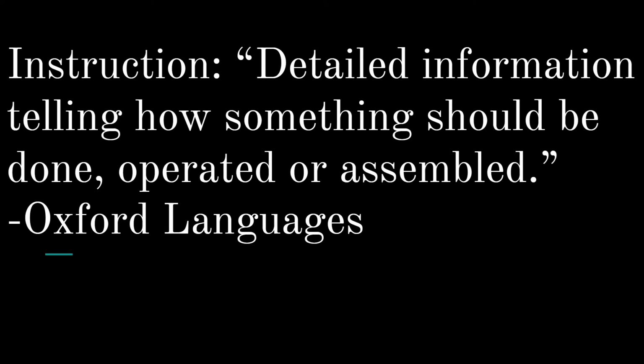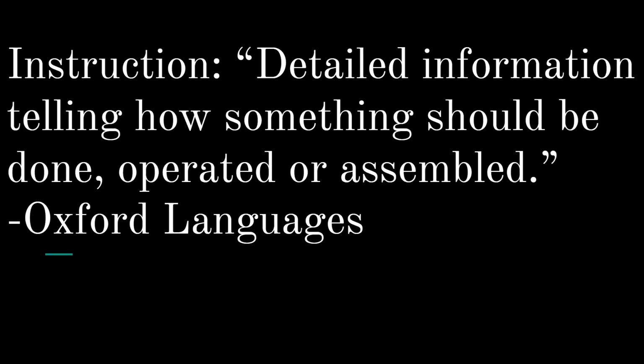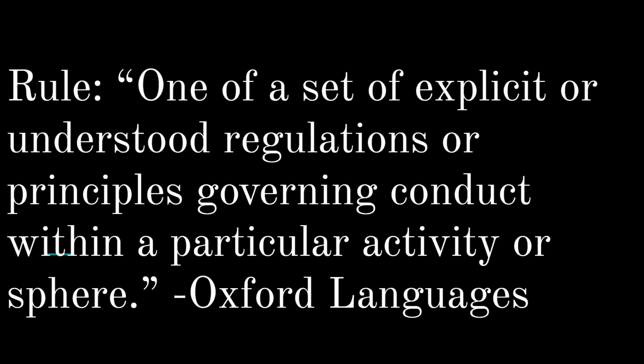If you Google it, you'll get from Oxford Languages an instruction: detailed information telling how something should be done, operated, or assembled. I was thinking of trying to find an IKEA sheet, but I didn't do that. In contrast to an instruction, a rule is one of a set of explicit or understood regulations or principles governing conduct within a particular activity or sphere.